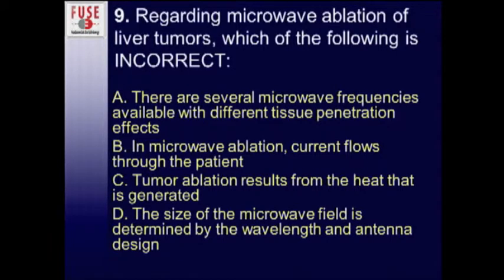Question number 9, regarding microwave ablation of liver tumors, which of the following is false? A, there are several microwave frequencies available with different tissue penetration effects. B, in microwave ablation, current flows through the patient. C, tumor ablation results from the heat that is generated. D, the size of the microwave field is determined by the wavelength and antenna design. Which of those is false?